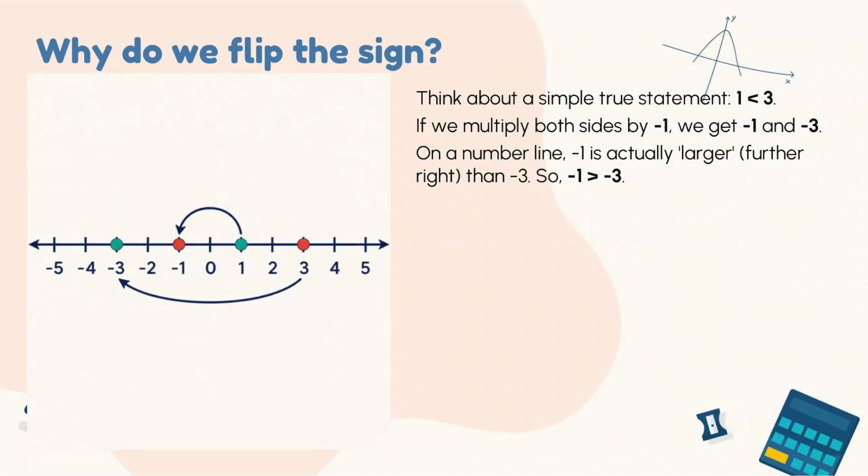Let's understand why the sign flips. Start with a simple true statement. 1 is less than 3. Now multiply both sides by negative 1. The numbers become negative 1 and negative 3. But on a number line, negative 1 is actually larger than negative 3 because it is further to the right. So the correct statement is negative 1 is greater than negative 3. That is why multiplying or dividing by a negative reverses the inequality.